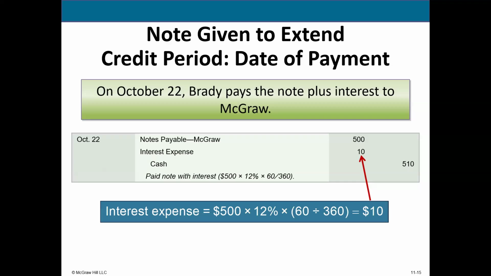The other way you can express this is in months. So 2 over 12 is 2 months. Either way, you'll derive the same response. So principal amount times interest rate times time. In this case, $10. So we debit notes payable, debit the interest expense, and credit the cash to pay the note. So that's if we had a conversion of an account payable into a note payable.